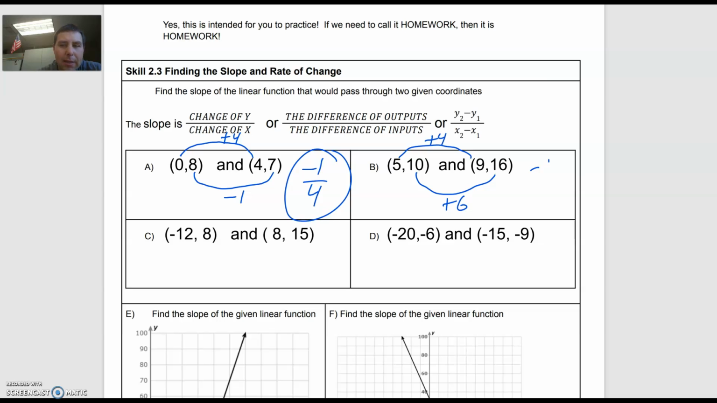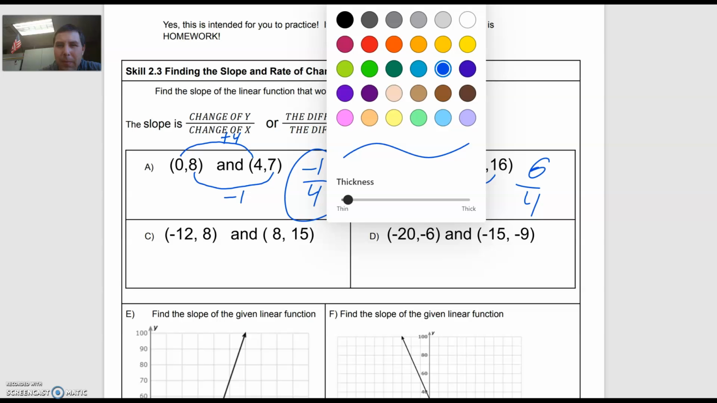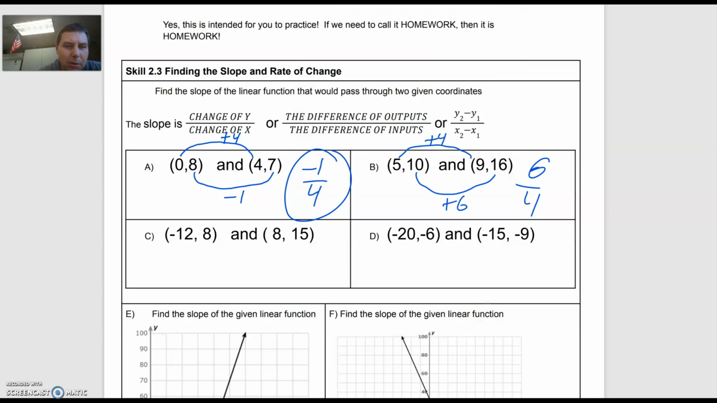So if I look at C now, we got some negatives in here. So this is where it gets a little tricky. I'm still going to look at the y value. So to go from 8 to 15, the difference between there is 7. In other words, I have to add 7 to 8 to get 15. So I know my rise is positive 7.